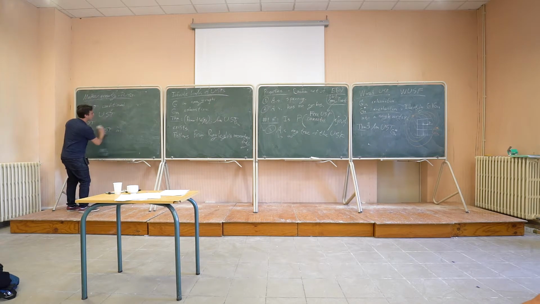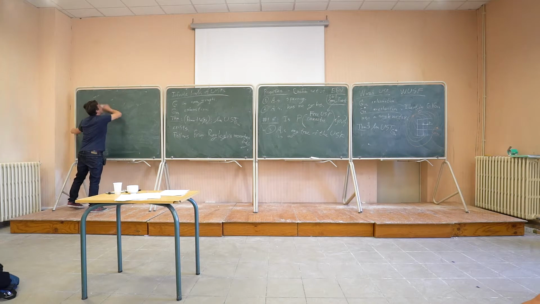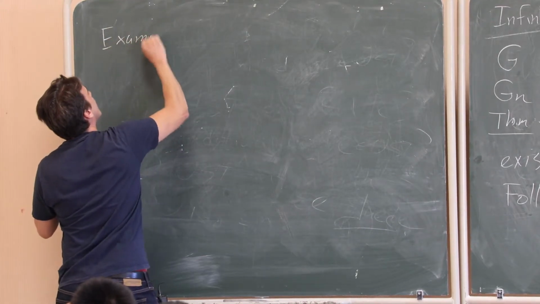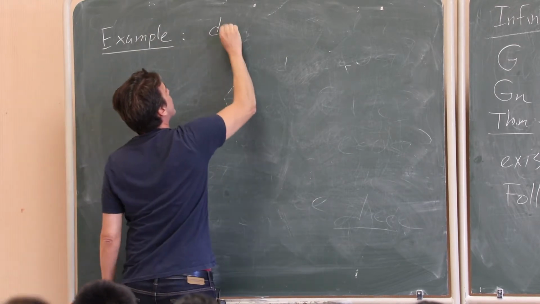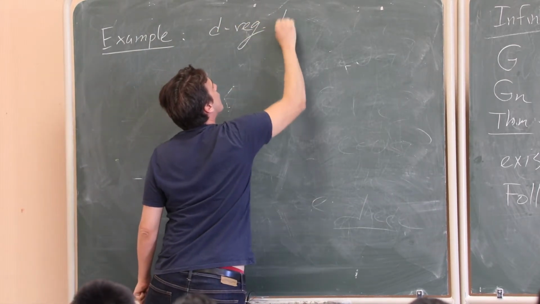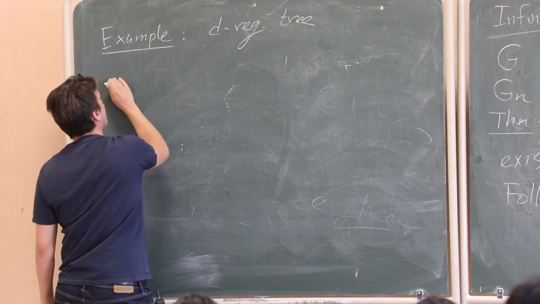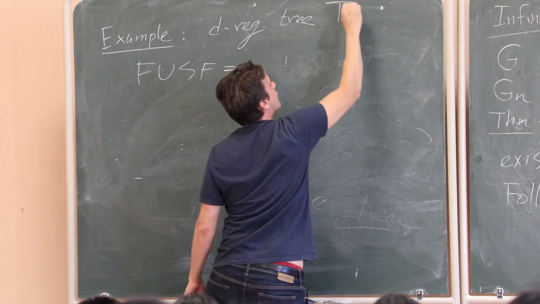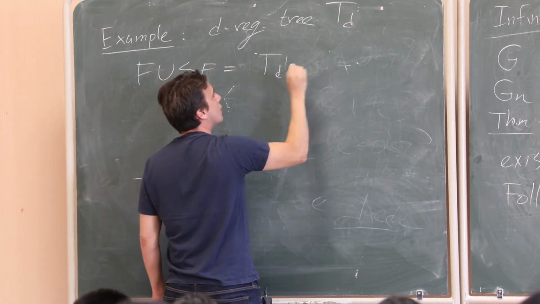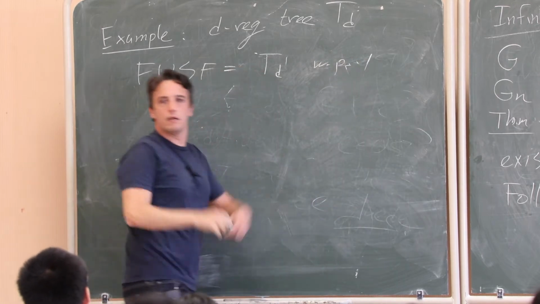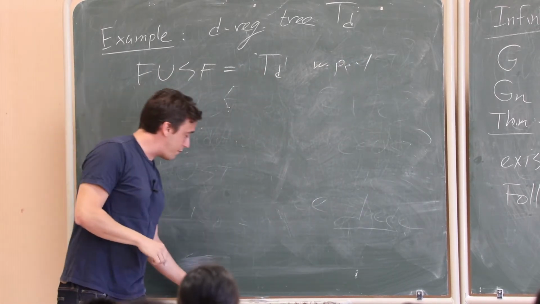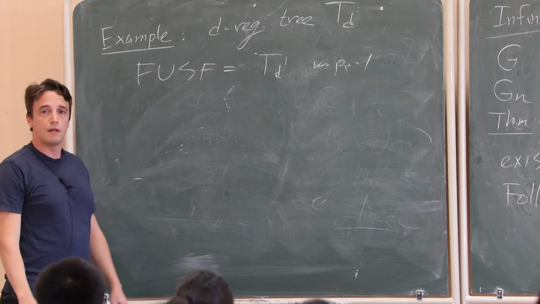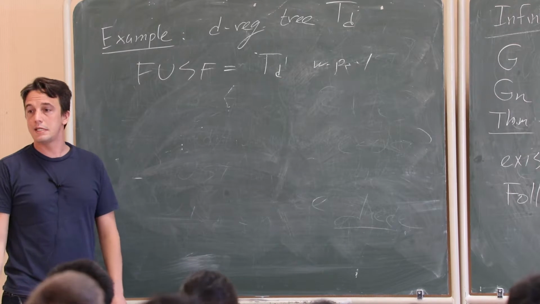So the free uniform spanning forest of the infinite regular tree, for example the D-regular tree, let's call it T_D, equals T_D with probability 1, right? It's a singleton and contains all the tree. So every edge appears with probability 1. However, in the wired case, the probability that an edge exists is not 1, right?